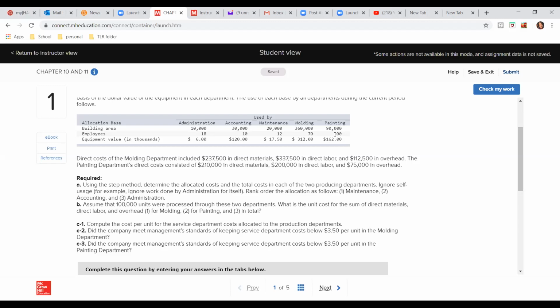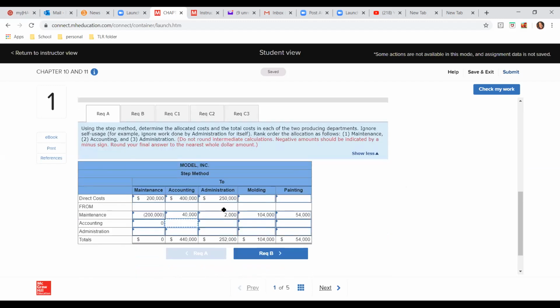So if we're going to do it based on number of people, how are we going to do it? 440. Now, it may not be too bad because we're going to do the same kind of allocation that we did before. 12 out of 200, right? 18 out of 200. Does that make sense, guys? Yes. Okay, 70 out of 200, and then 100 out of 200.